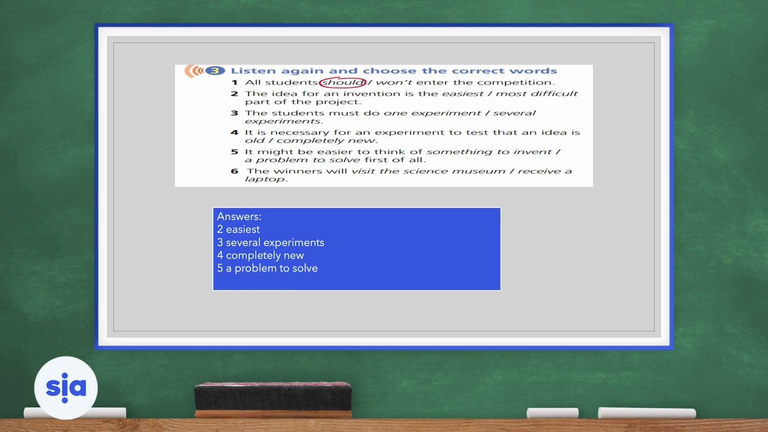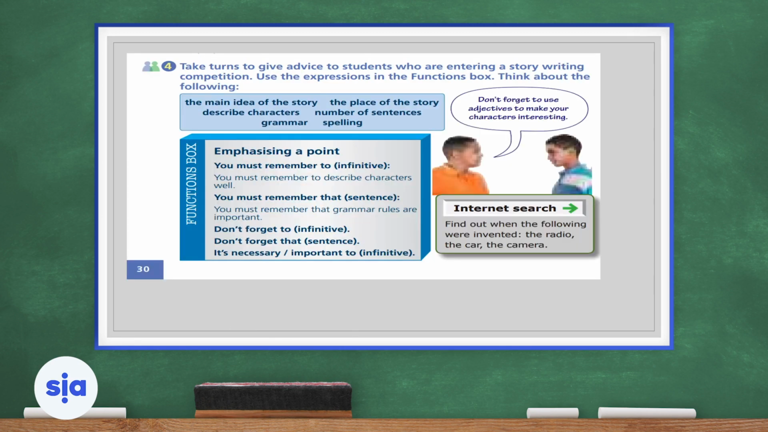Number 6, the winners will visit the science museum or the winners will receive a laptop. Of course, you all know that the winners will visit the science museum. Great job, guys. Let's jump to exercise 4.